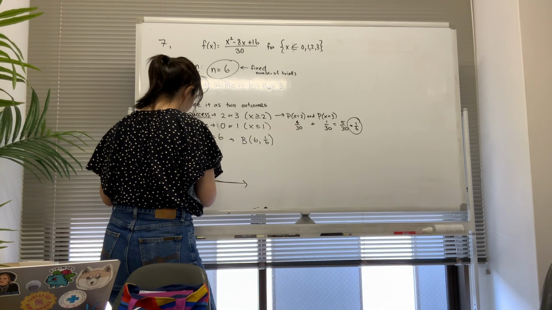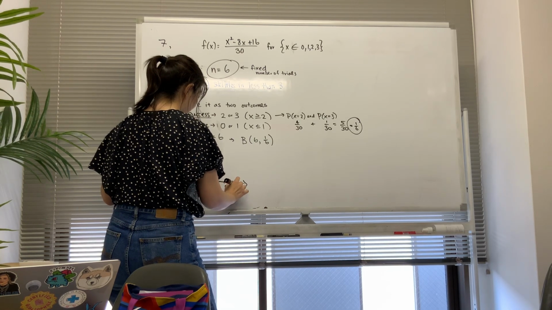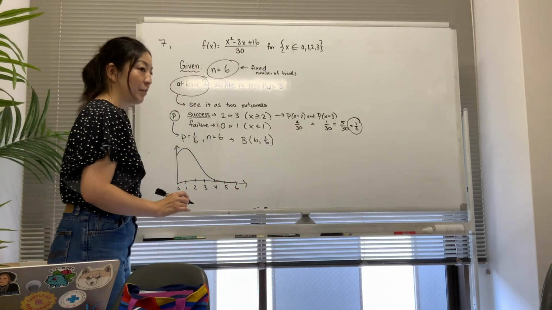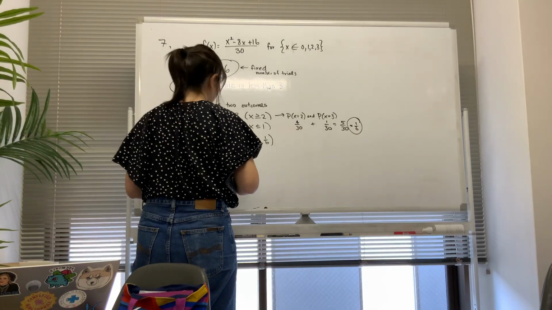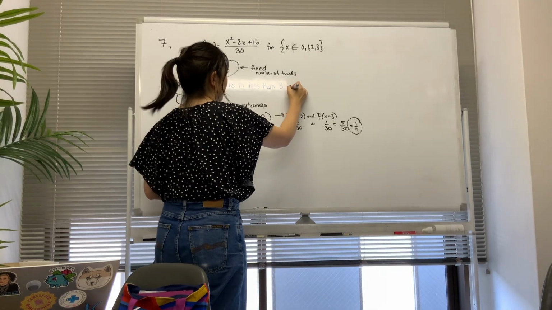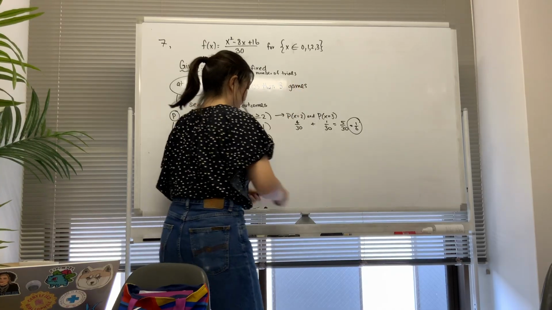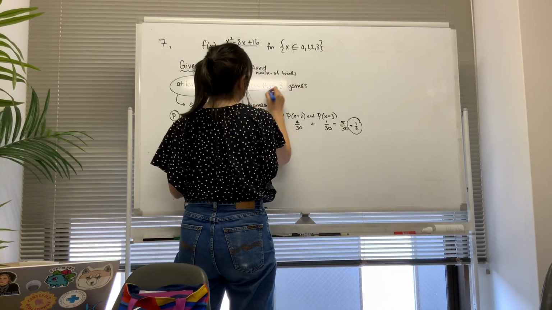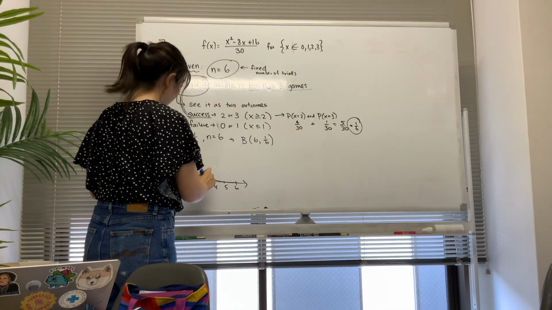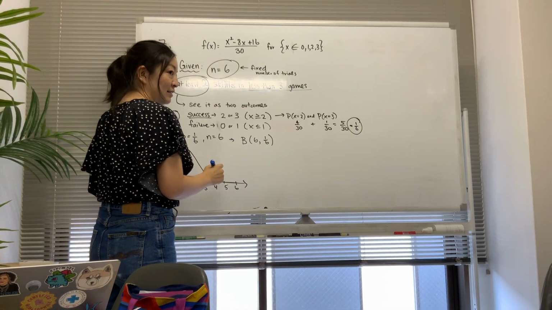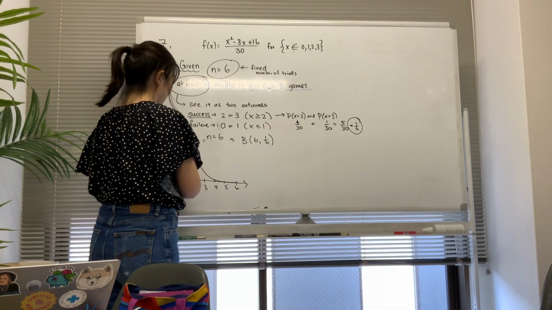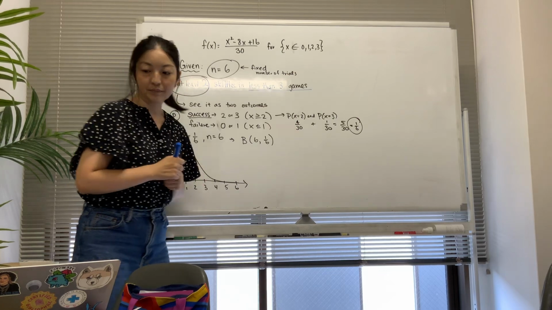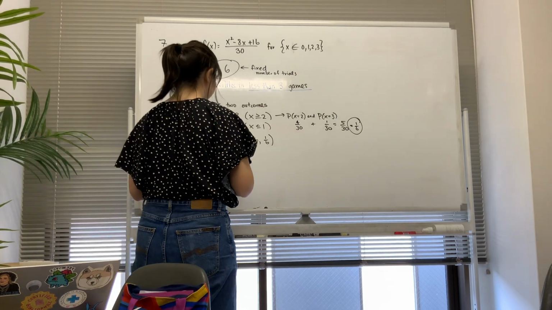But we have 0, 1, 2, 3, 4, 5, 6 trials. Yes? So they want to know, this is the last part, at least 2 Skittles in less than 3 games. So this is the part we now care about. Less than 3, does that include 3? No, it does not. We care about this one, and this one.